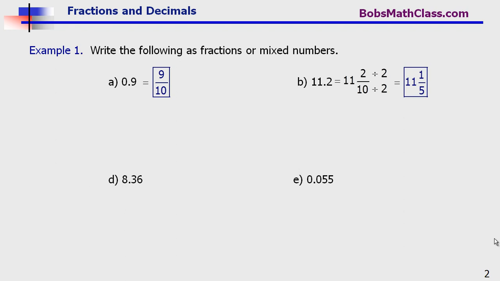Okay, next number will be 8.36. 8 is the whole number in front. 36 is the numerator. And then the denominator will be, well, what place is the 6 in? The 6 is in the hundredths place. We'll put it over 100. Does that reduce? Yeah, by 4. You can divide by 2 and then by 2 again, or you can divide by 4. So 8 and 9/25.